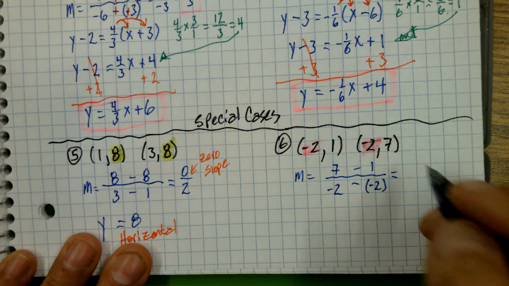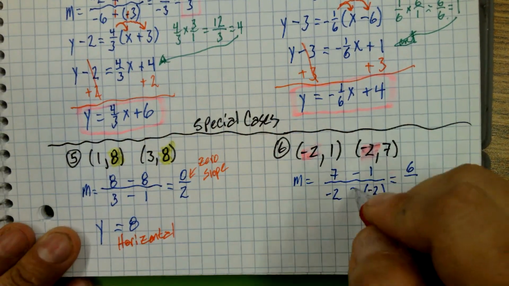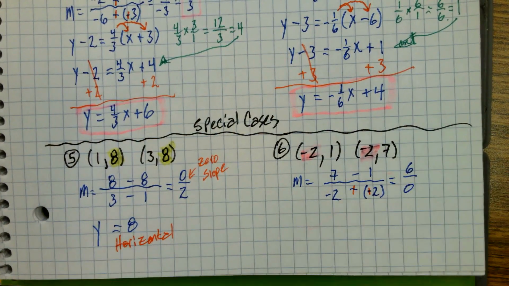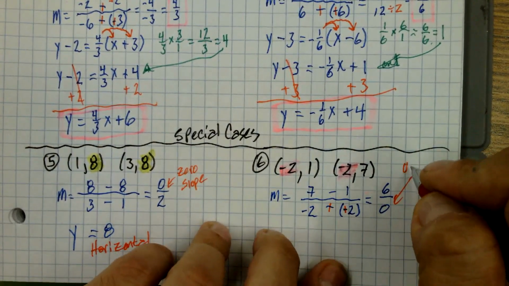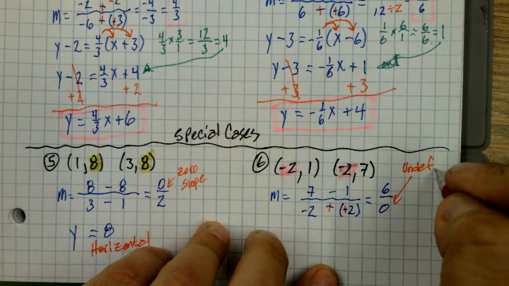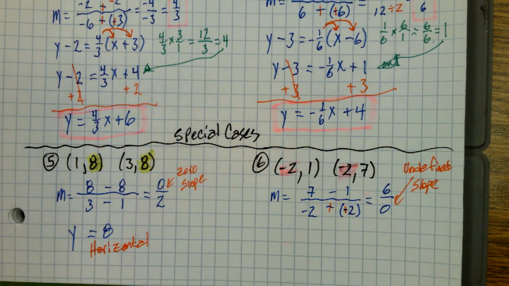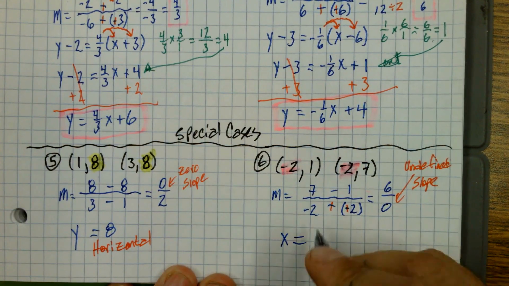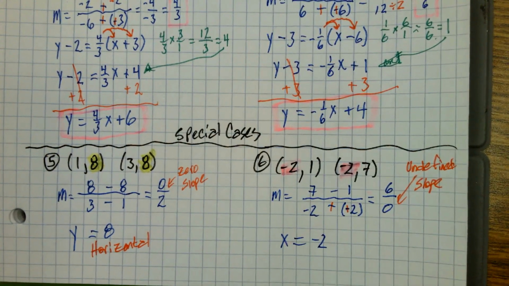So in the numerator, we get 6. In the denominator, we will do the keep change opposite. That's negative 2 plus 2. It's 0. The 0's in the denominator. When the 0's in the denominator, it's undefined. And what that means is the equation is x equals -2. And you will get one or two like this on today's assignment. So this would be a vertical line.